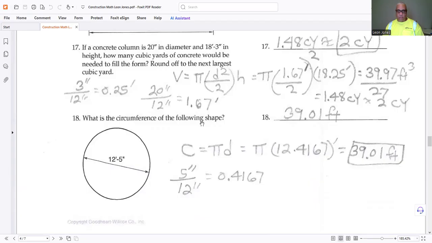What is the circumference of the shape? Again, convert inches to feet. Utilize a formula. You plug everything in. Get 39.01 feet.